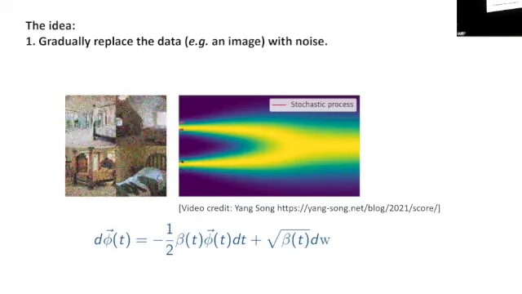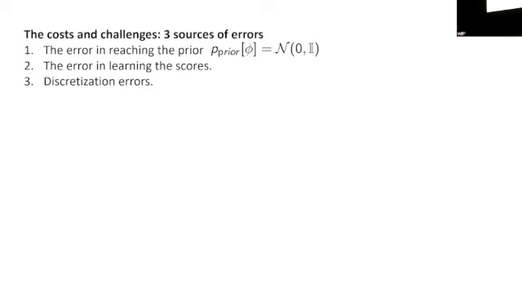Coming back to the second source of error, that's the error in learning the score. Of course, learning the score is the heart and soul of this procedure, and it could be harder or easier to learn depending on how your data looks. The third is the discretization error. We have described this procedure as a continuous process given by the SDE. However, in practice, you cut it into discrete steps, using, for instance, the Euler-Maruyama procedure, and that introduces errors.